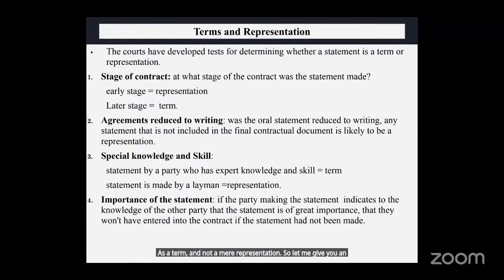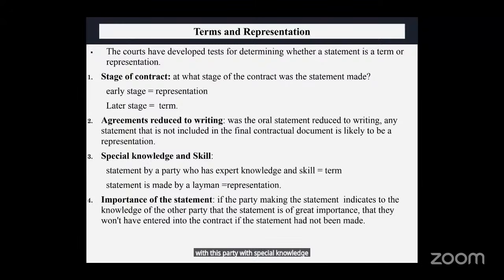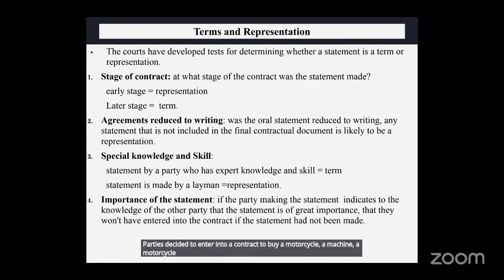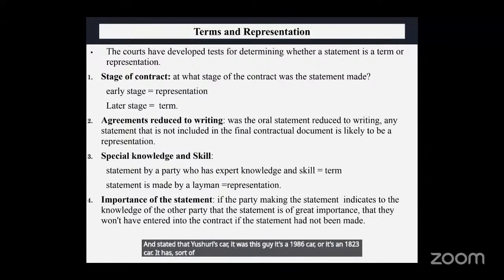So let me give you an example. Let me start the example with the party with special knowledge. There was a case where parties decided to enter into a contract to buy a motorcycle, a machine, a motorcycle. And there was even another one with respect to a car. So the party who was trying to sell the car was a car dealer and knew all about cars, and stated that, you see, this car is a 1986 car. It has so much mileage. These are the specifications. These are the things the car can do.